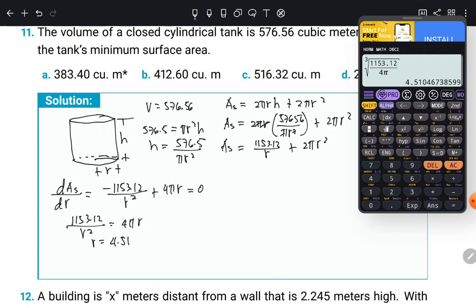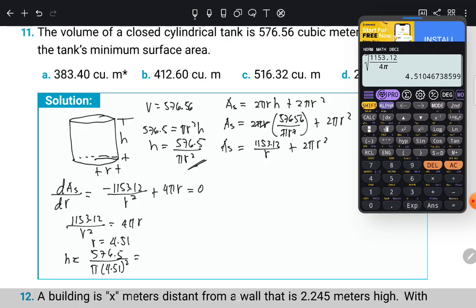So we still need to solve for h. So using this formula here, 576.56 divided by pi times 4.51 squared. So we just take the square of this, then multiply it with pi. Then 576.56 divided by that answer, and that will be 9.02.